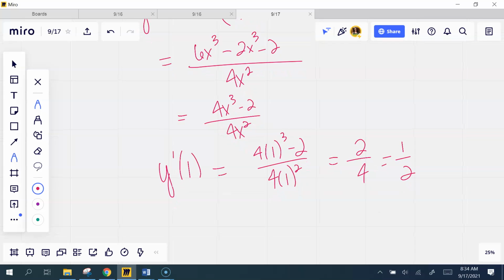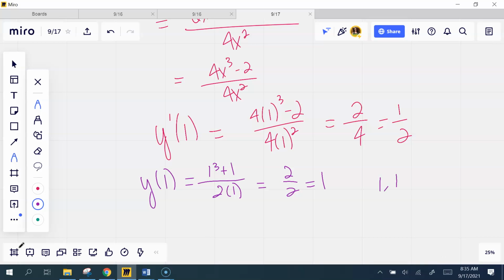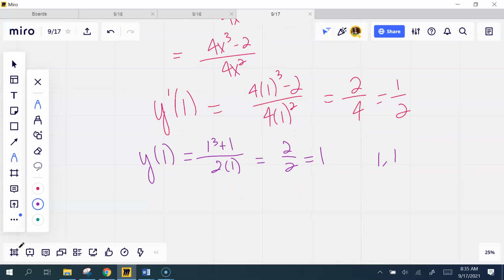So now, remember that's not all. What did I just find? Slope of the tan line at y equals 1. So now I need a point because I need a point and a slope. So I'm going to find y of 1. I'm going to plug that in to the original equation, right? So 1 cubed plus 1 over 2 times 1. So this point is 1, 1. So write the equation of a line given a slope of 1/2 and a point 1, 1.